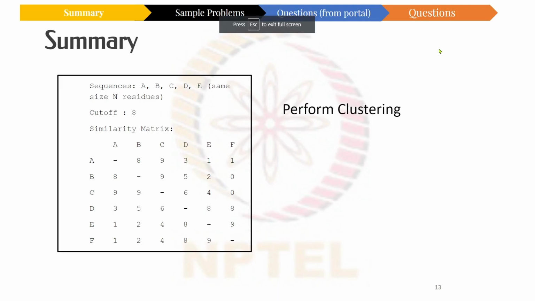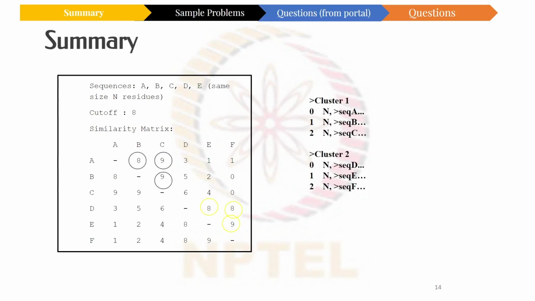Yeah, I can see one question. All are not having a sequence identity of 9. For example, when we observe, the sequence identity of A and E is 1. So this is how the sequences have been clustered.